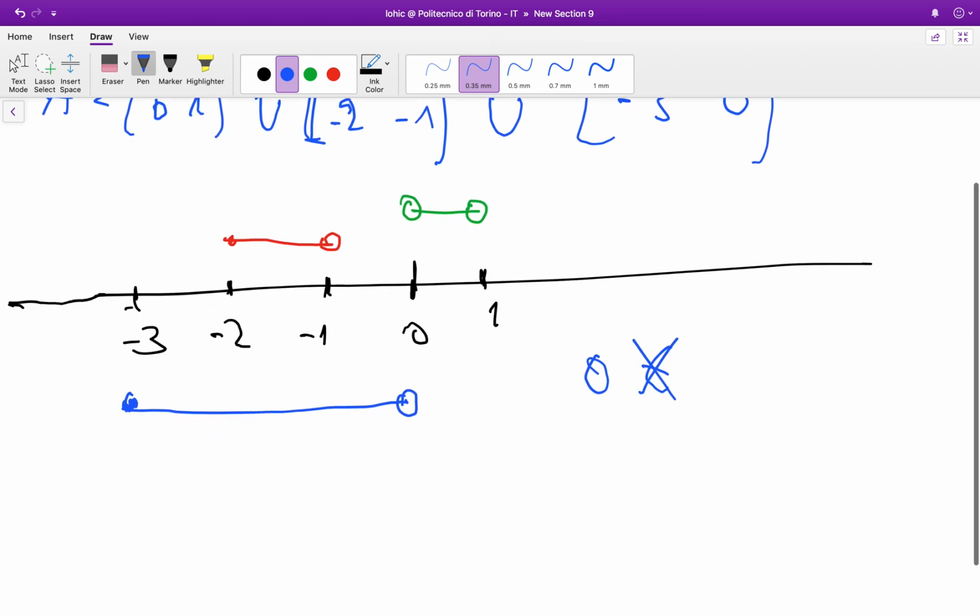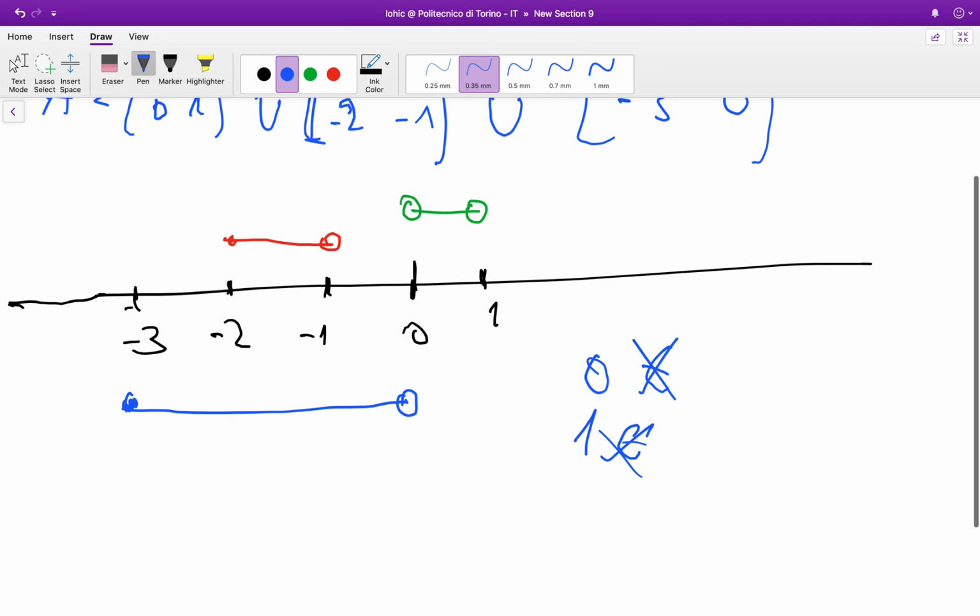And does 1 belong to the union? No, because 1 doesn't belong to anything. So also 1 doesn't belong to the union. But let me ask you something: does -3 belong, yes or not? Yes, -3 belongs because it belongs to the last one. So to belong to the union, you just need to belong to at least one of them.